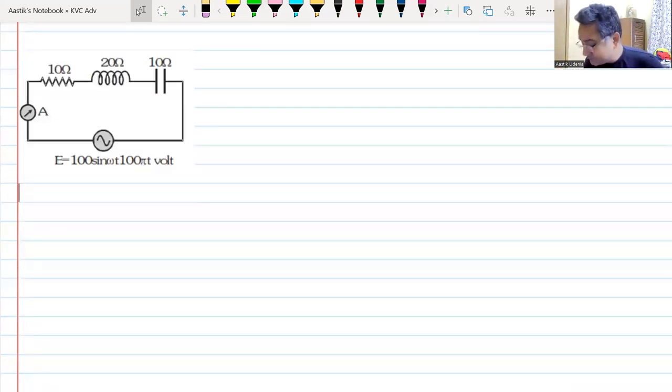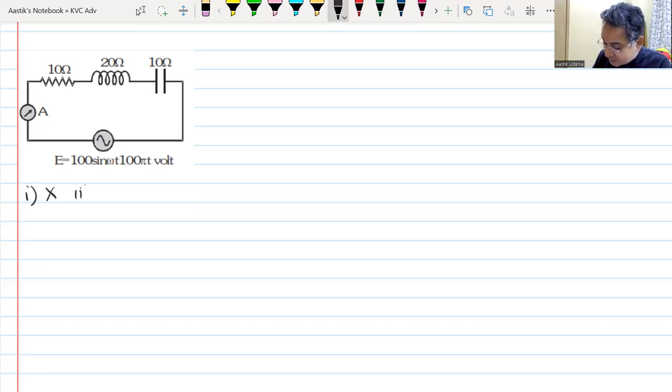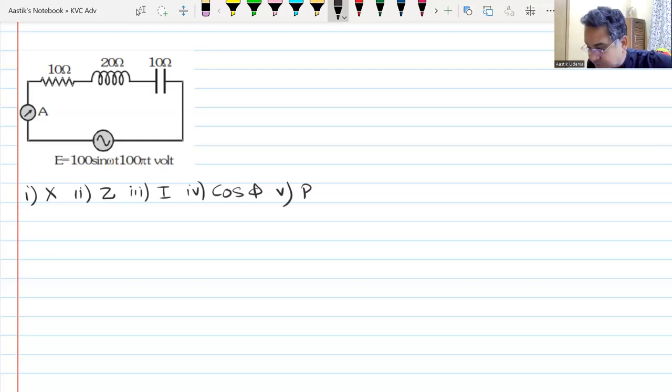This is the next circuit. You have got all the three elements V, R, and C. Let us solve all these questions here. Question number one is to find out the X, that is, reactance. The second question is to find out the value of Z. The third question is to find out the value of I. I means RMS current. The fourth is to find out the value of cos phi. Cos phi means it is a power factor. The fifth question is to find out the average power. If you do all these questions, that means you have covered everything that is possible to come in this particular topic. I'll give you 2 minutes to get me the answers.